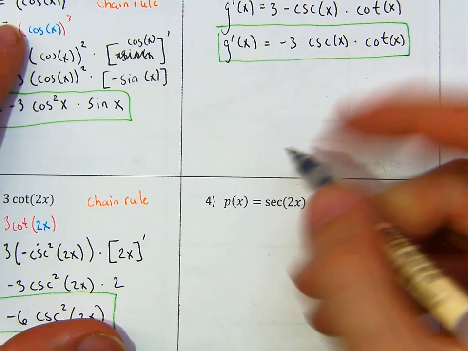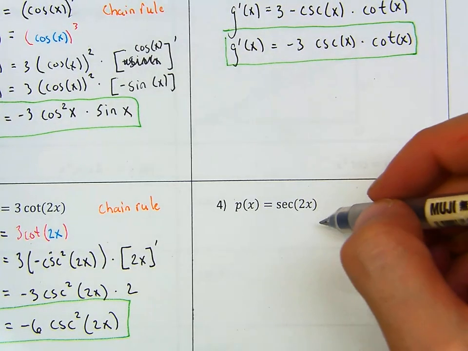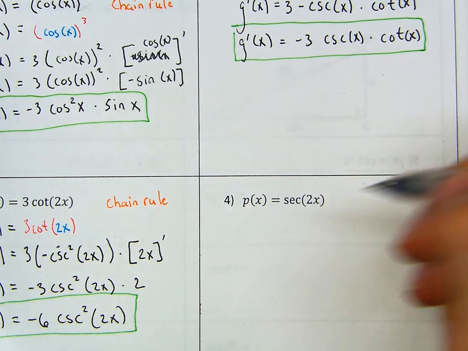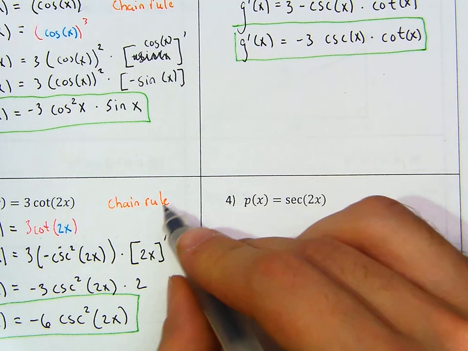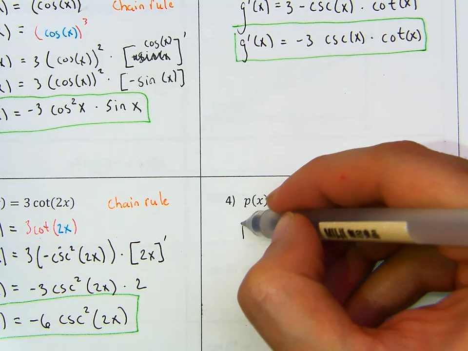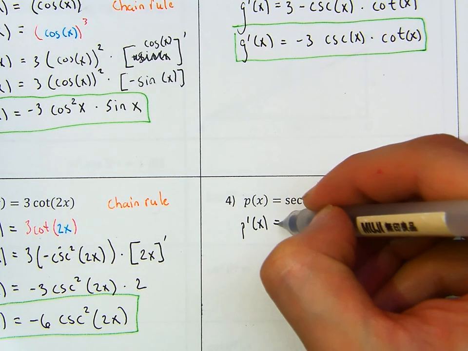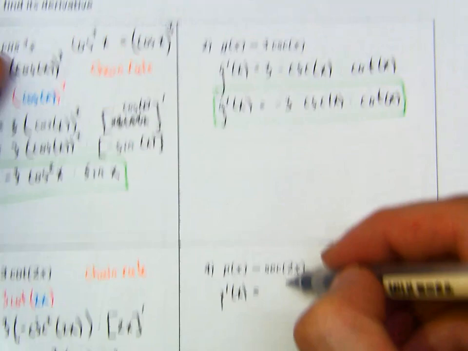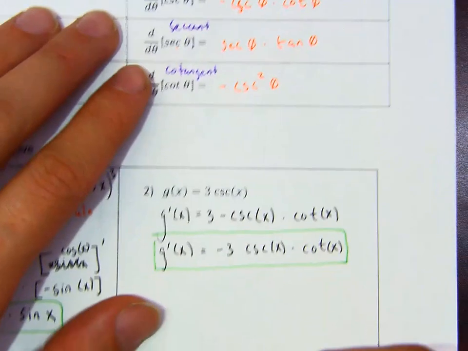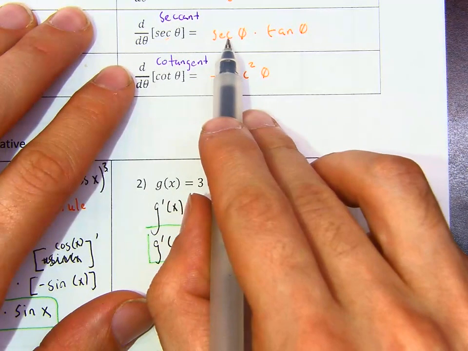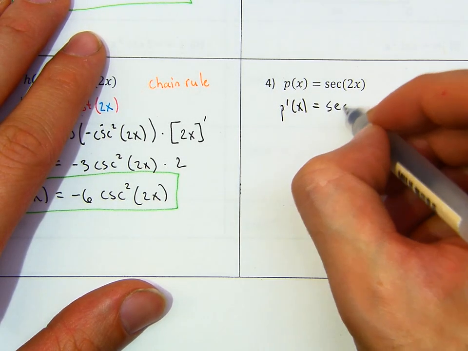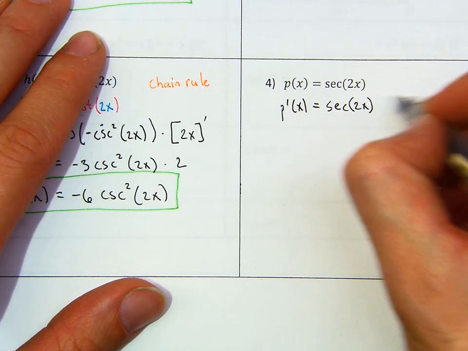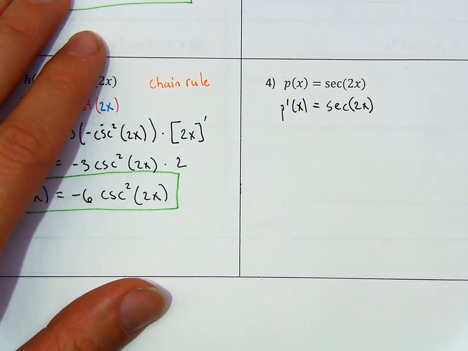Let's look at the next one here. p of x is equal to secant 2x. So here, this is just simply the derivative of secant 2x, right? No need of a chain rule or anything. So here, p prime of x is equal to, well, what's the derivative of secant? The derivative of secant is secant theta tan theta, or secant x tan x. So this is just secant 2x times, oh, actually, wait a minute, hold on.